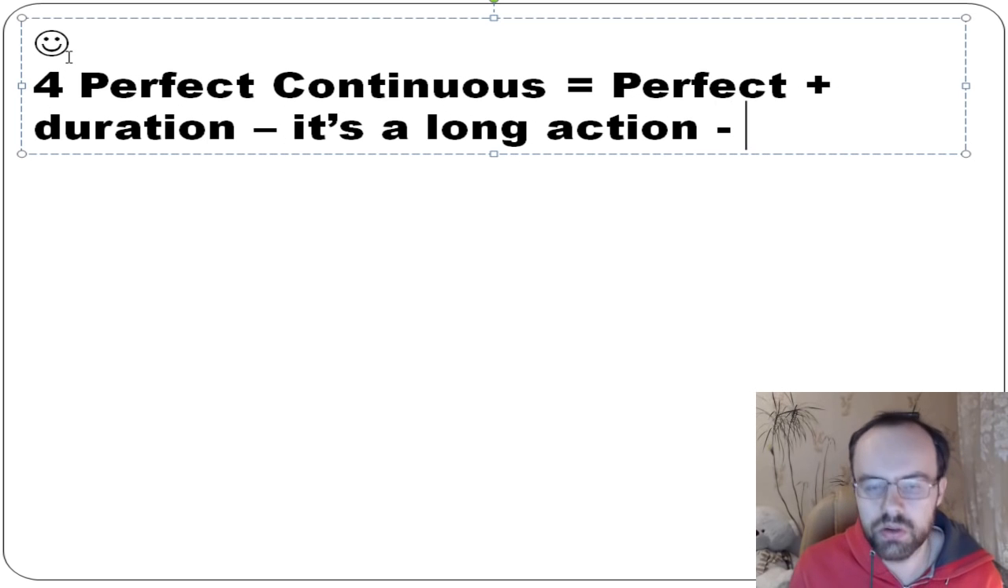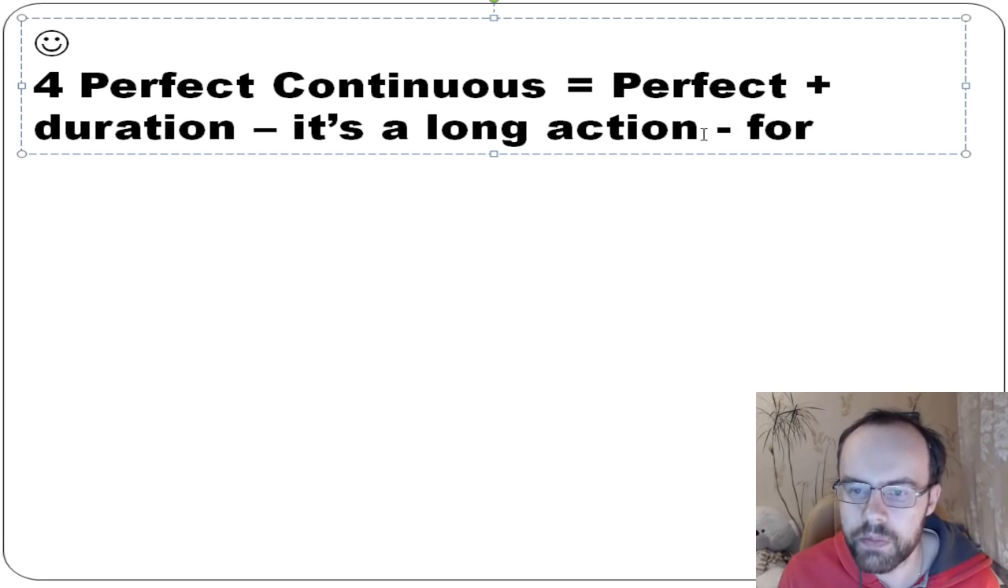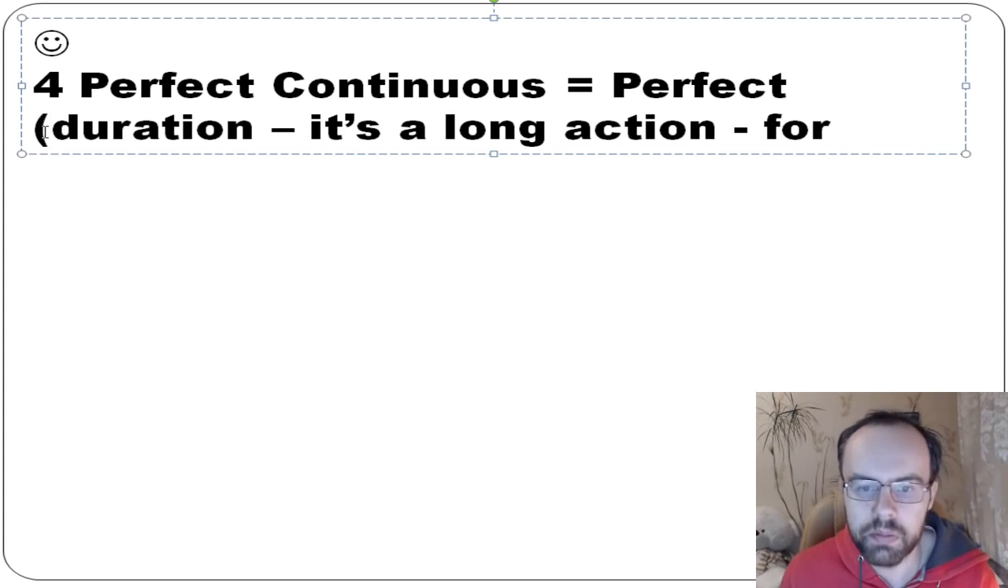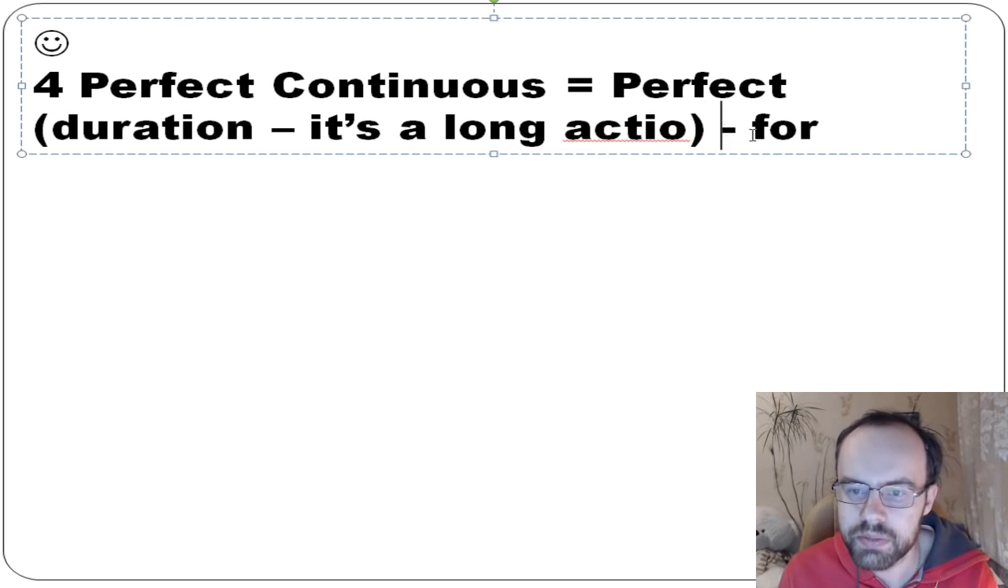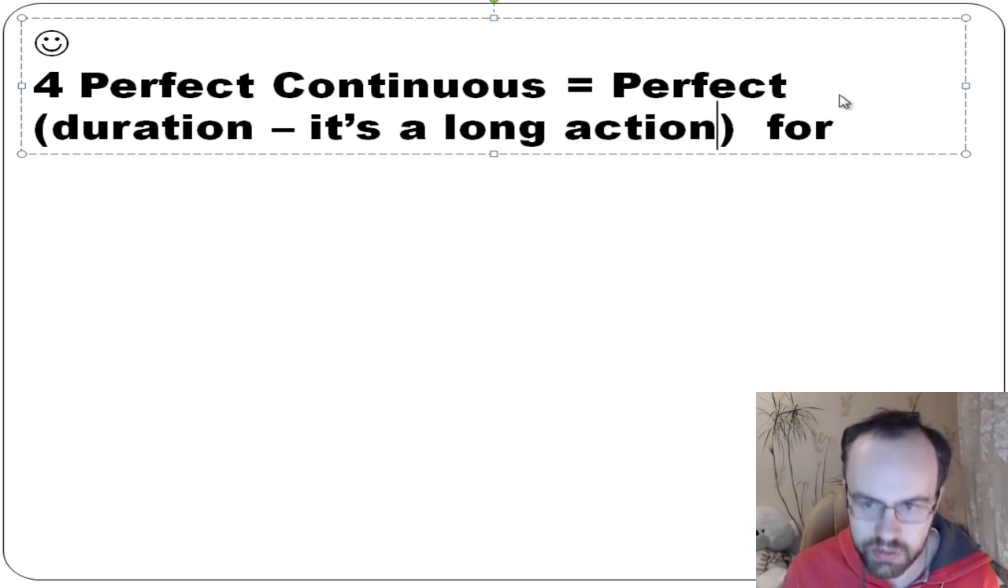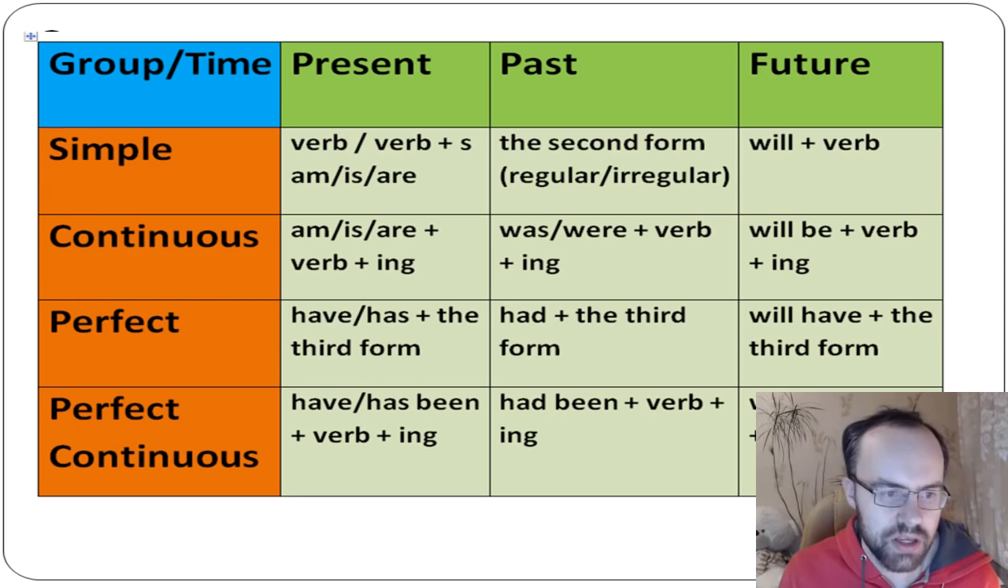And we often use it. We also often use it with special words like for. Yeah, for is a very common word for perfect continuous. Remember, it's like the group perfect plus for, and you know that for means duration. And you see how it's easier to understand.